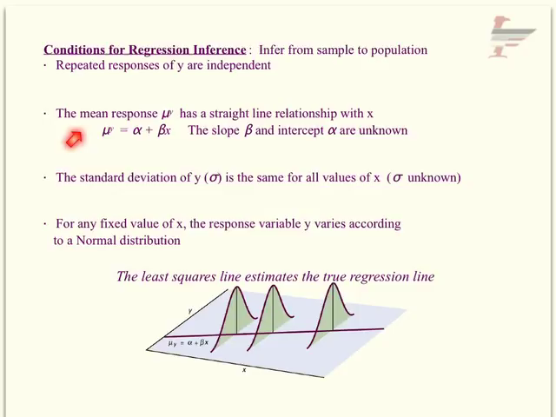The second check is that the mean response has a straight line relationship with X. The first obvious thing, of course, is to graph your data to see if it's a straight line relationship. However, unfortunately, a lot of times something that appears to be a straight line relationship is actually not. So while that's important, and you definitely want to do that, more importantly you want to check your residual plot.